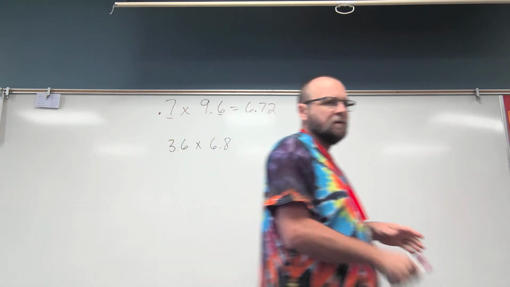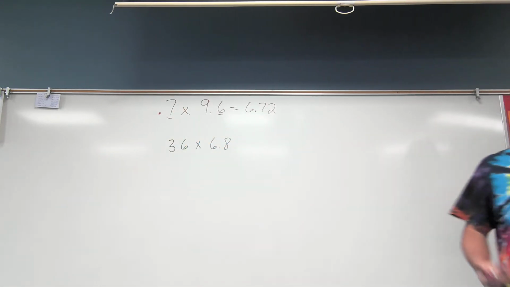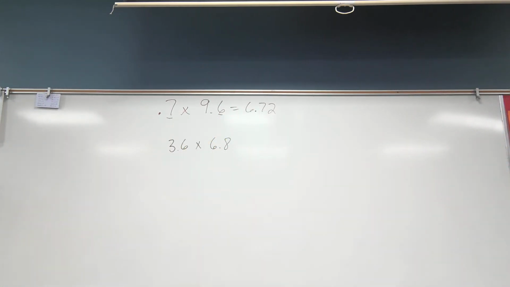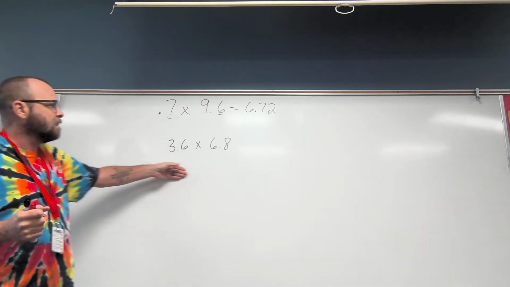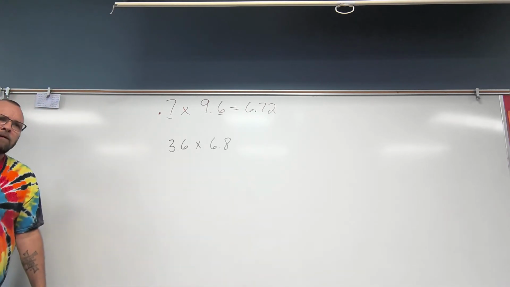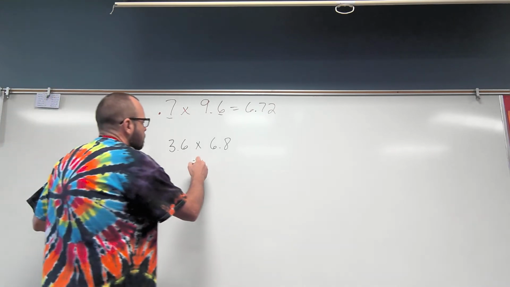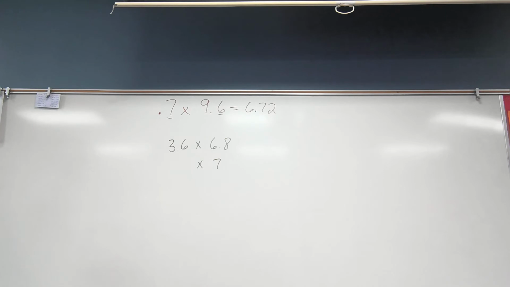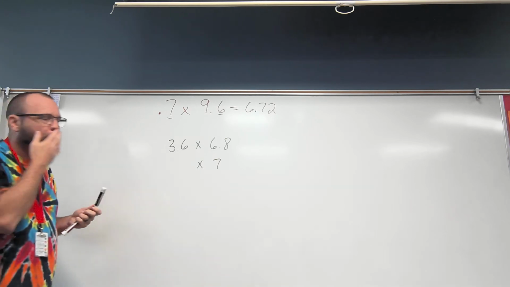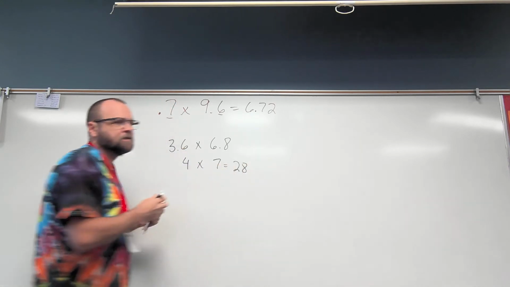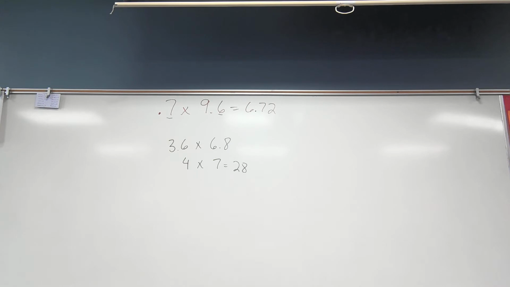What if we had the problem, let's see, 3 6/10 times 6 8/10. Let's do a quick estimation on that, and then we'll work it out the correct way. So, Bree, we got 3 6/10 and 6 8/10. How do you want to estimate this for me? Okay. Four. Good. So my answer needs to be somewhere around 28.